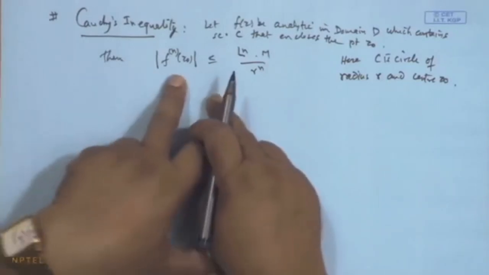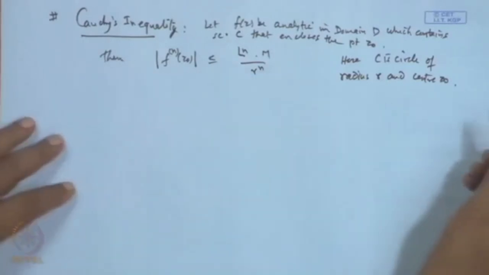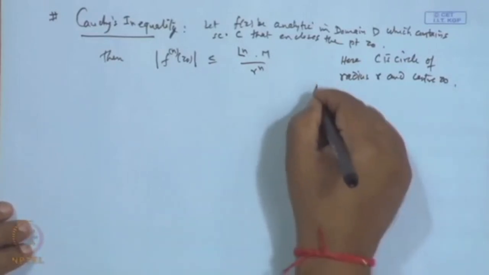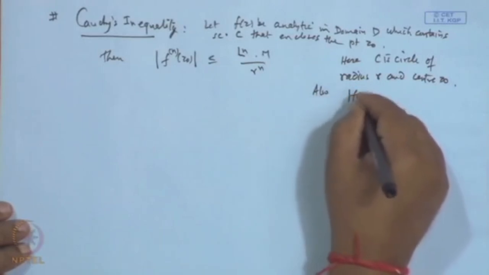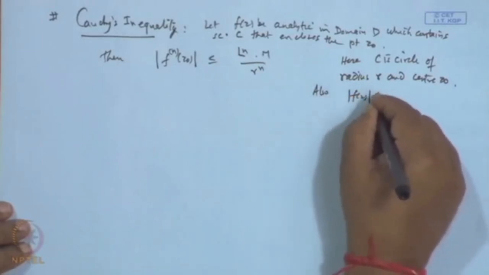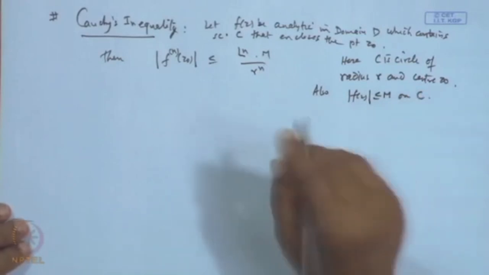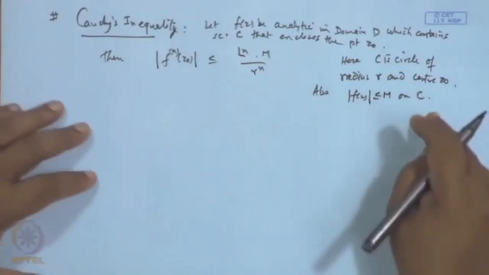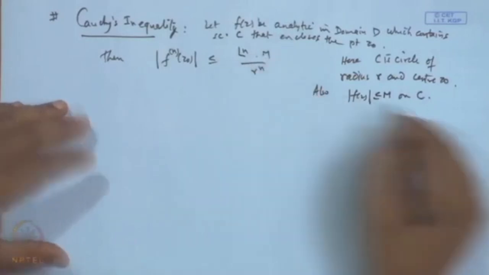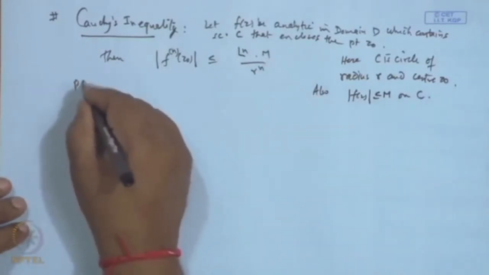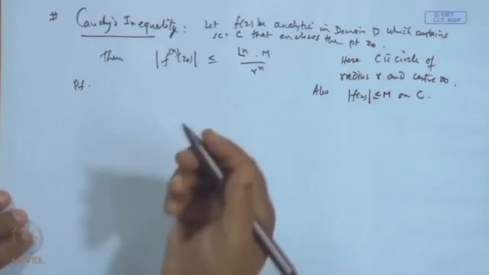The modulus of f^(n)(z naught) is less than or equal to factorial n into M divided by r to the power n. Now, one more thing is that the function f(z) is also bounded on C by M. In fact, if it is analytic, it will be bounded also. So, let us see the proof.